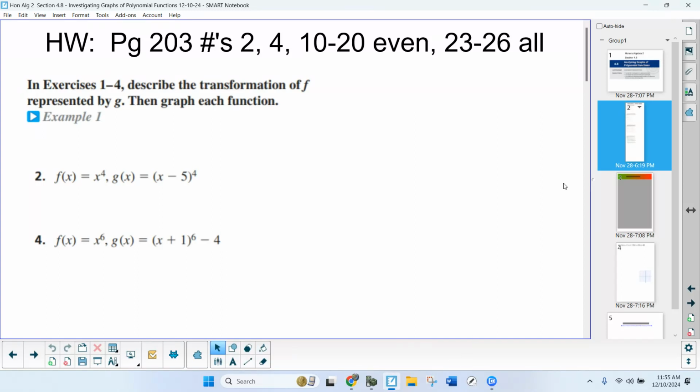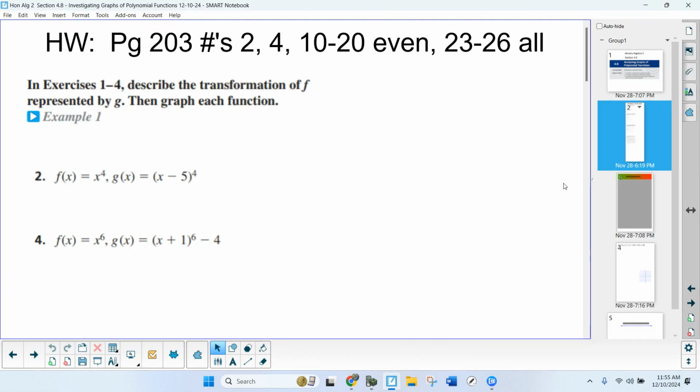Alrighty, so on the homework from last night, let's take a look at these. First ones, shifting up, down, left, right. How'd you guys do on the first couple? Just identifying which way it was shifting. Any questions there?